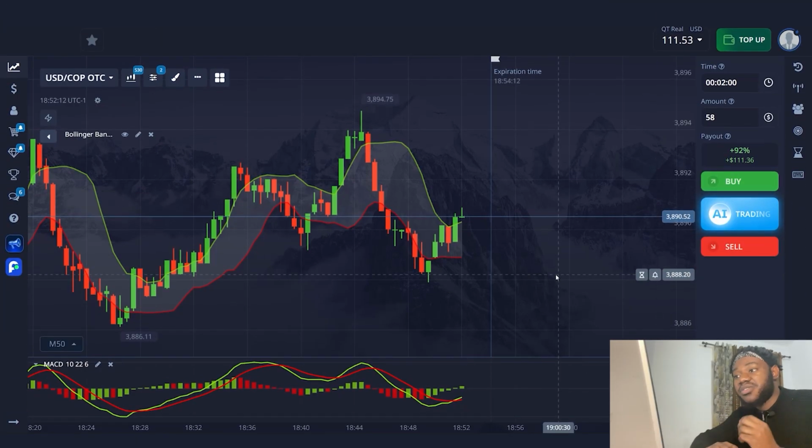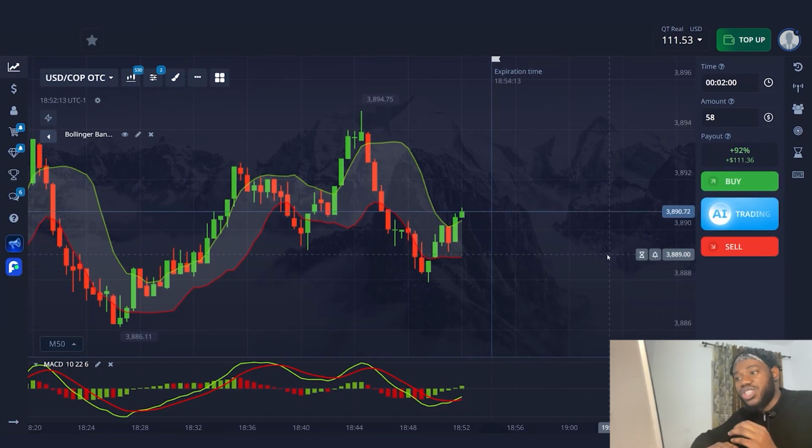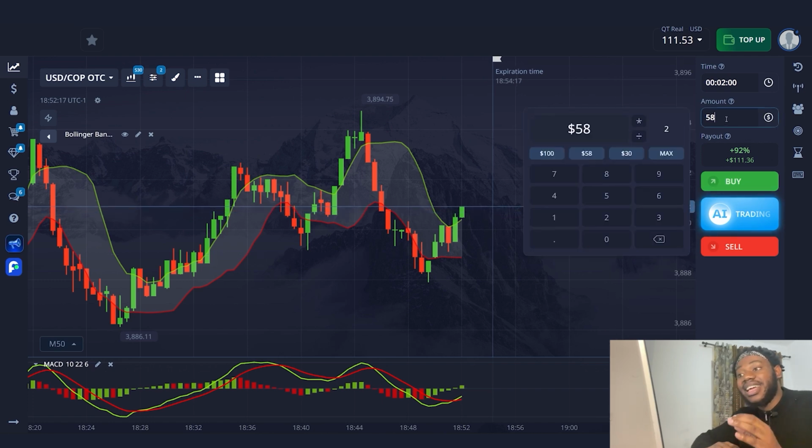After spending some time searching, I found a reliable situation and intend to open a trade. I'm increasing the trade amount to $111. My forecast is that the price is going to rise, so we are opening a trade.